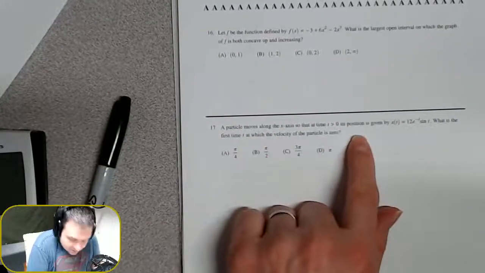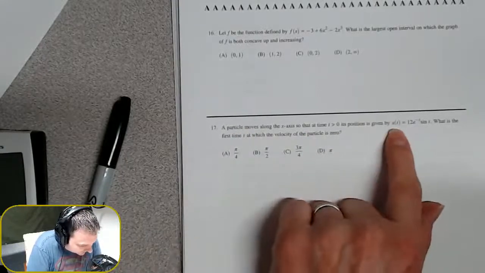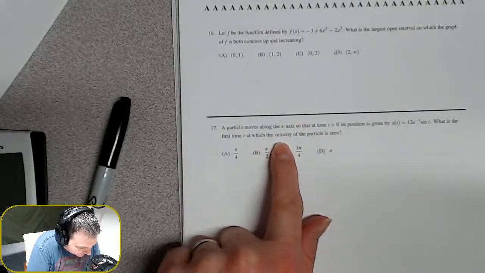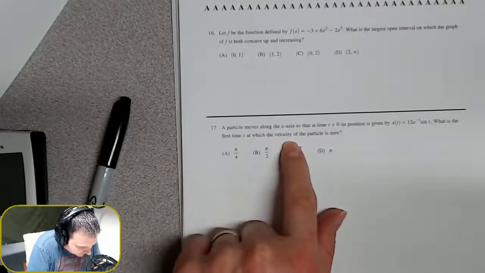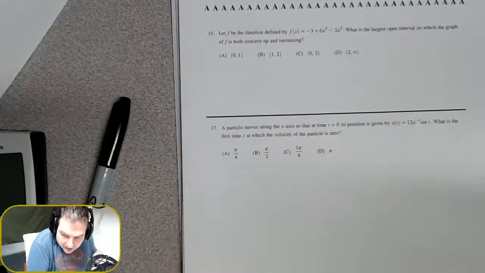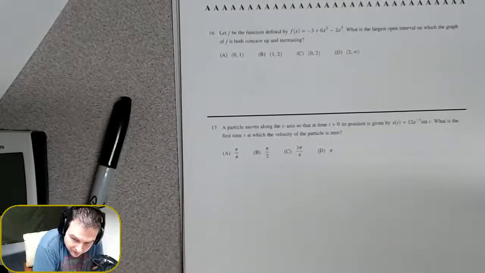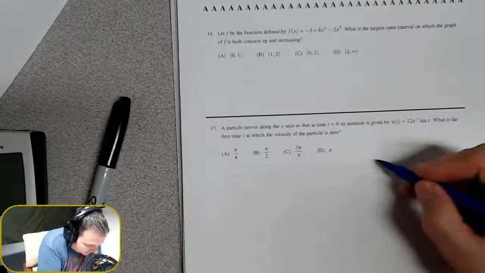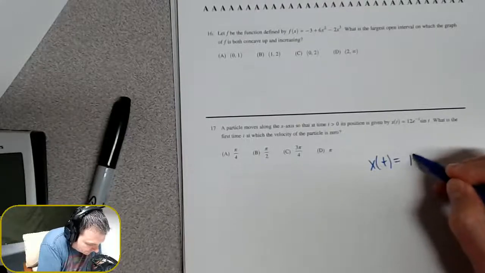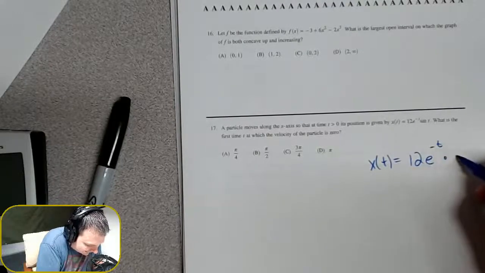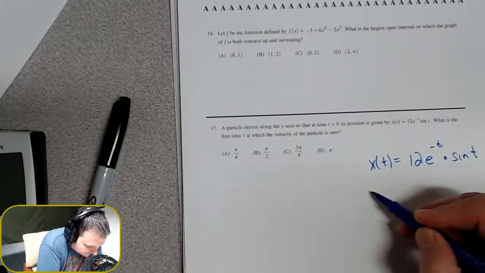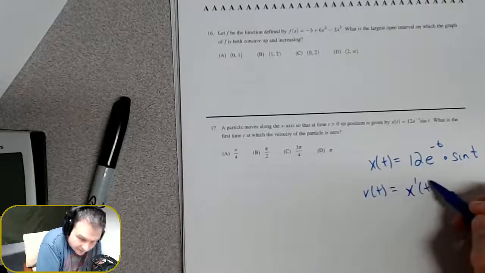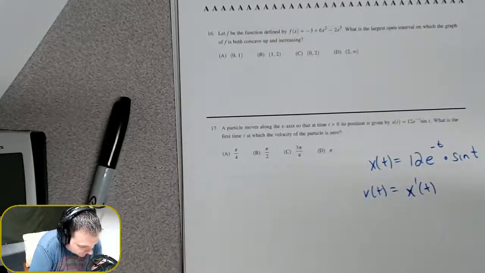All right, so 17, we got a particle moving. We got the position right here, the position of the particle. What's the velocity? Find the first time at which the velocity of the particle is 0. Well, how do we get to velocity if we have position? If we have position and we want to get to velocity, we got to take the derivative. Here's our function. Let me write it a little bigger: 12e to the negative t times sine of t. So to find the velocity, we take the derivative of position. You see that?